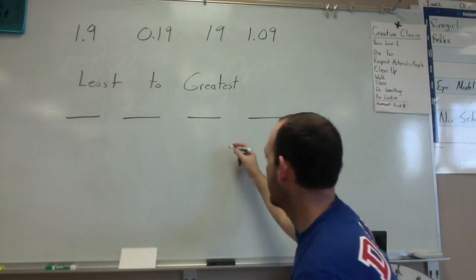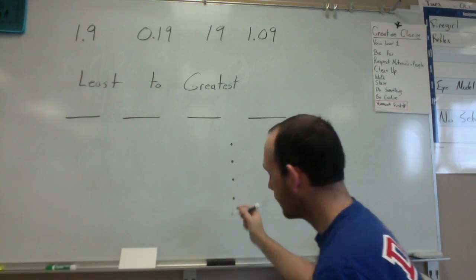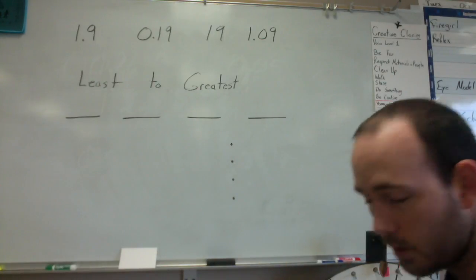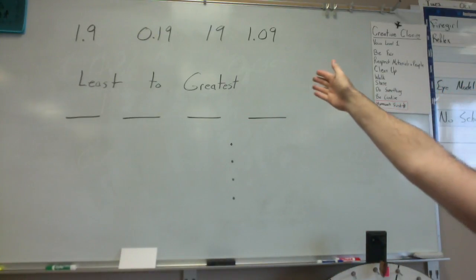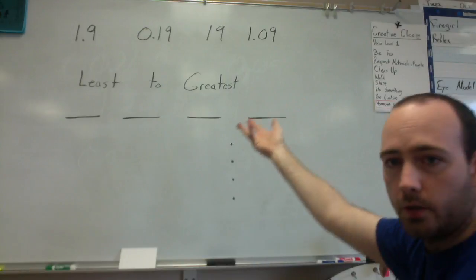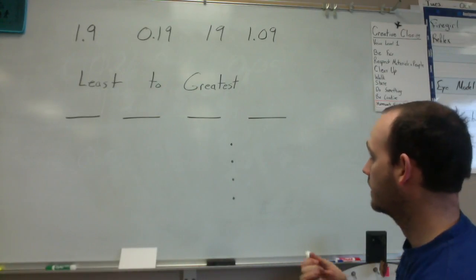So I have 4 numbers, so I'm going to write 4 decimal points. 1, 2, 3, 4. Now, for some reason, on worksheets, on standardized tests, things like that, they like to make it as confusing as possible by using the same digits. So we're going to practice one like that.